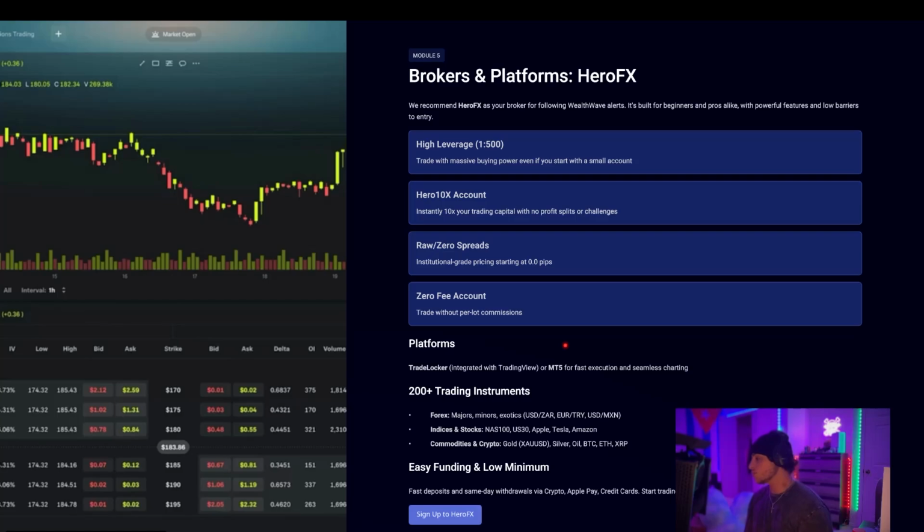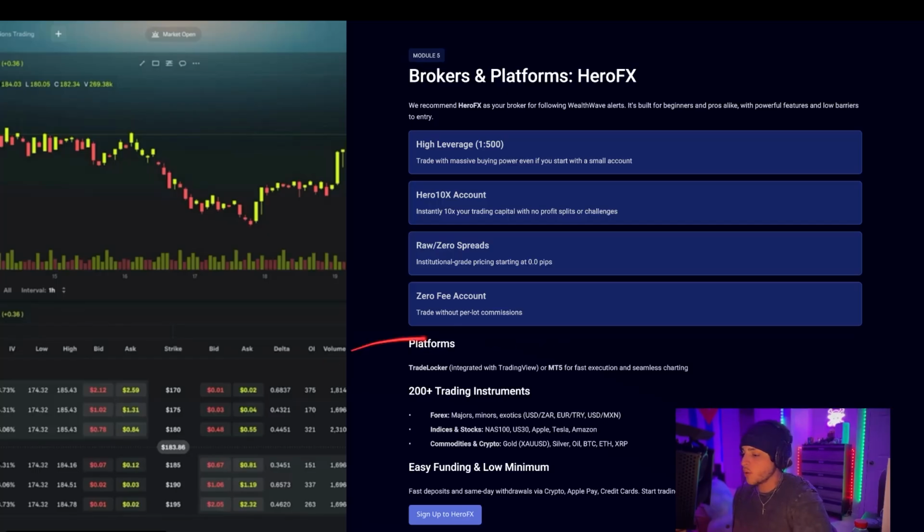And I mean, it's a personal opinion. We definitely prefer the raw spread account versus the zero fee account, because I'd rather pay like $5, $6, $10, $100 in fees if I'm making a crazy trade, versus getting my position messed up and losing a lot more.